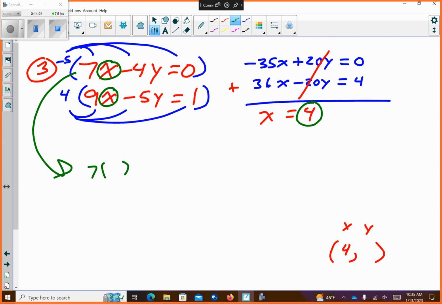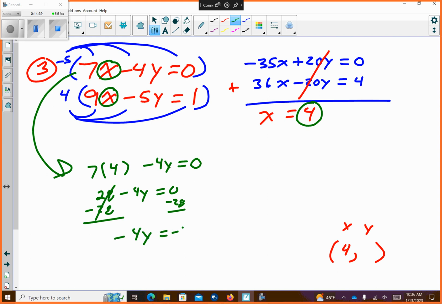7. This was x. X is no longer there. What's going to go in where this x was? 4. Good. 28 minus 4y equals 0. Solve the problem. Canceled. Negative 4y equals negative 28. Help me out, friends. Absolutely correct. How should I, who? Divided by negative 4. Good.